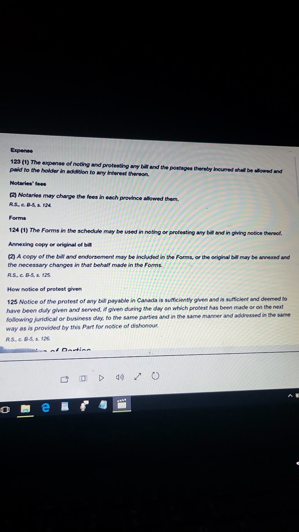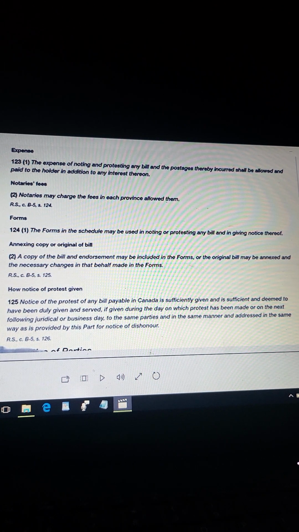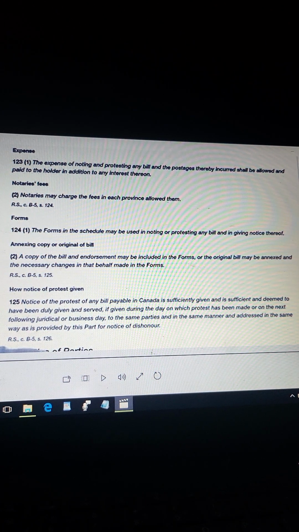Expense. 123. 1. The expense of noting and protesting any bill and the postages thereby incurred shall be allowed and paid to the holder in addition to any interest thereon. Notary fee. 2. Notaries may charge the fee in each province allowed them.